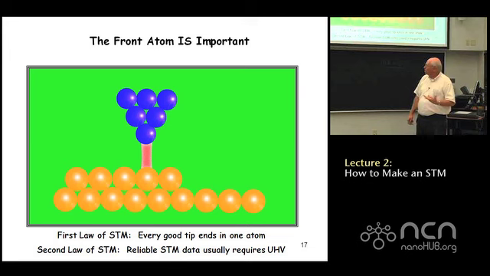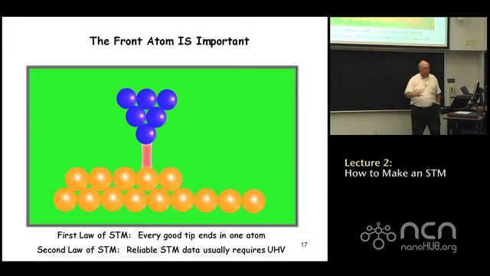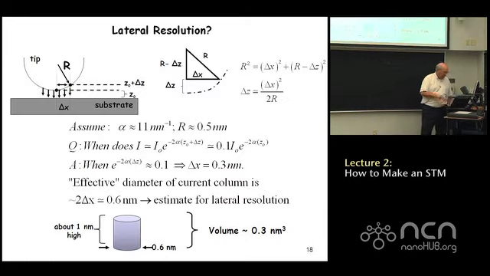And then the second law of STM is that reliable STM data usually requires ultra-high vacuum, right? Because you want to have a controlled tip, you want to have a controlled substrate, you don't want oxidation, you don't want hydrocarbons settling on the tip and substrate during the course of an experiment. That'll confuse the issue. So you'll find that most STM data today on many materials is done in ultra-high vacuum, and the instruments to do these measurements today run on the order of $1 million, right? These are very high-level pieces of equipment.